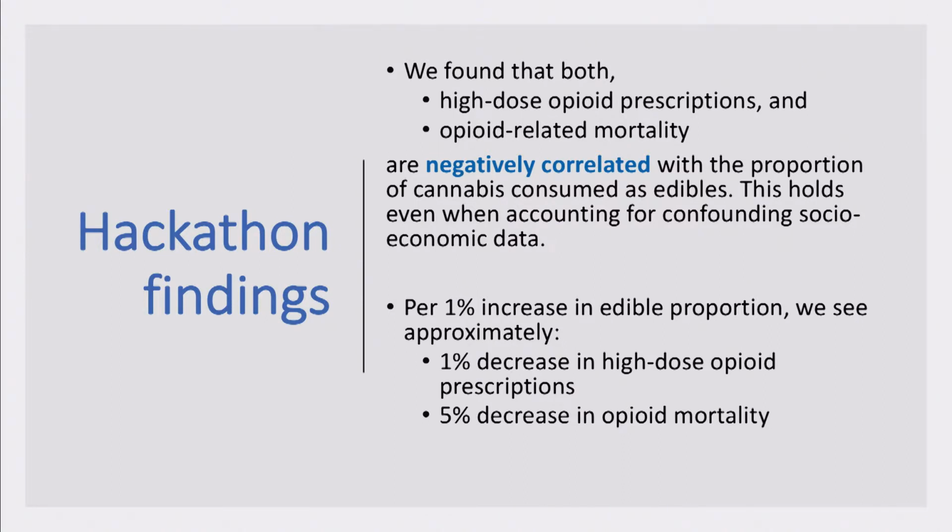able to put together. We found that there was a negative correlation with both high-dose opioids and opioid-related mortality with the proportion of cannabis consumed as edibles. So to put it together, for every 1% increase in edible proportion, we approximately saw a 1% decrease in high-dose opioid prescriptions. And secondly, we also saw a 5% decrease in opioid mortality.